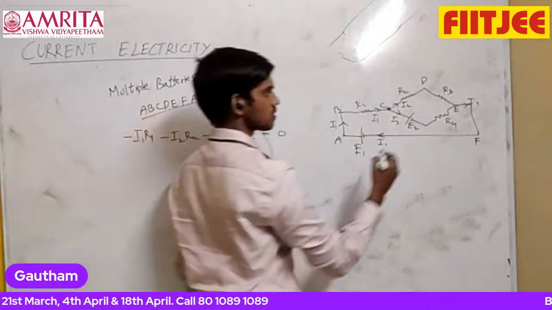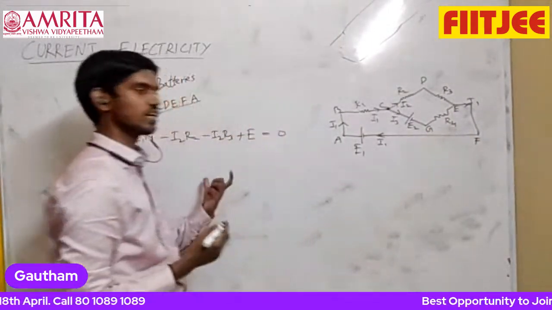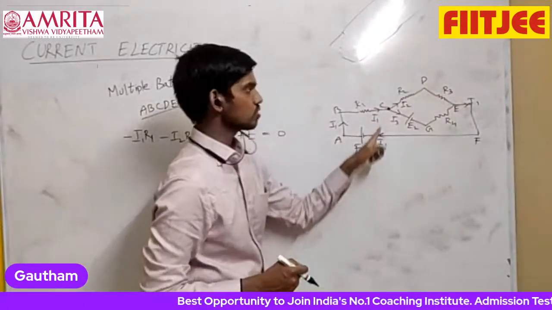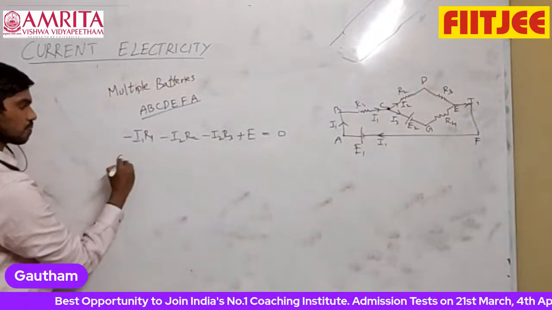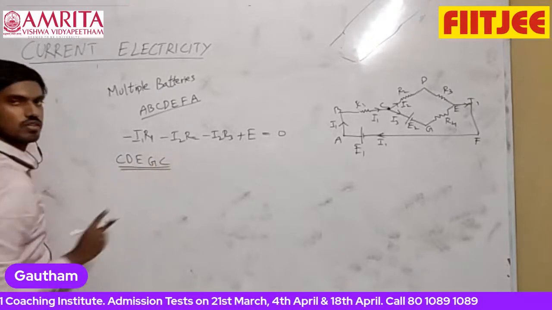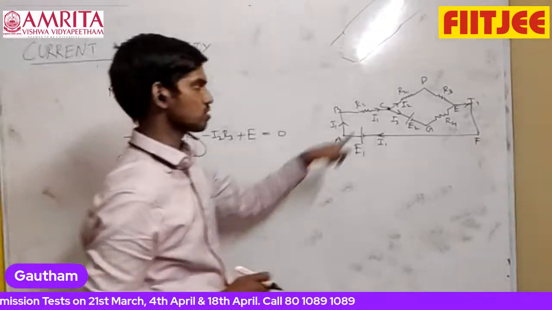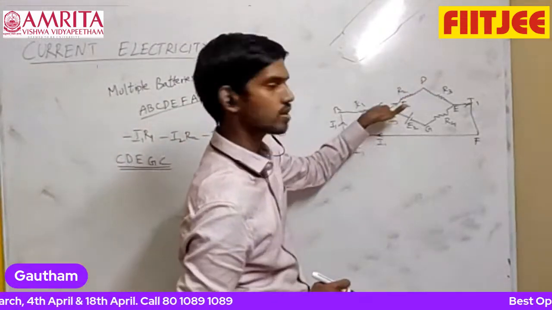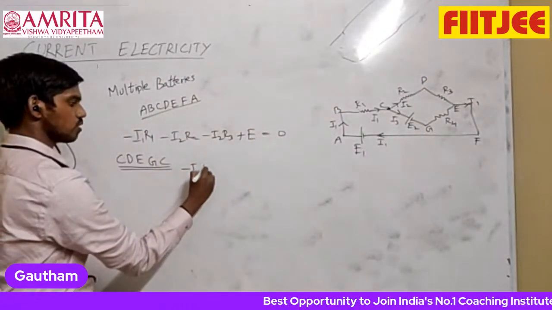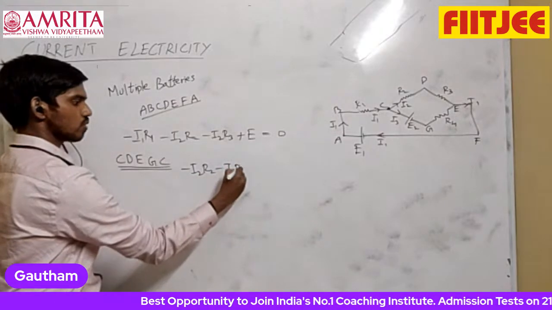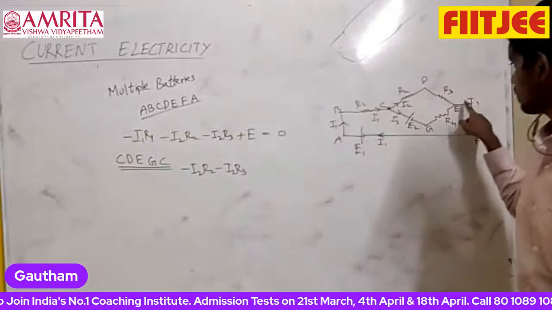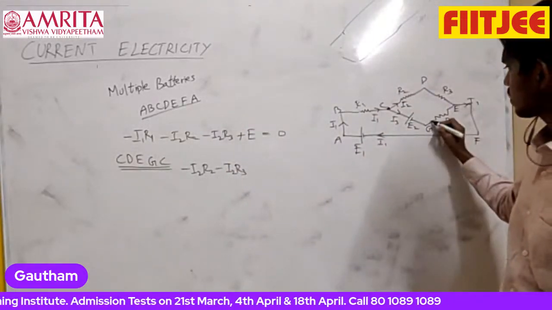If you want one more equation, because there are three unknowns, you can take another closed loop, this loop. In this loop, I take C, D, E, again to G, back to C. So name the points and write the closed loop. Start from point C, going along the direction of current: minus I2 R2, and along current, minus I2 R3. Then from E to G. After E, you are going to G. When you go from E to G, current I3 is flowing in this direction.